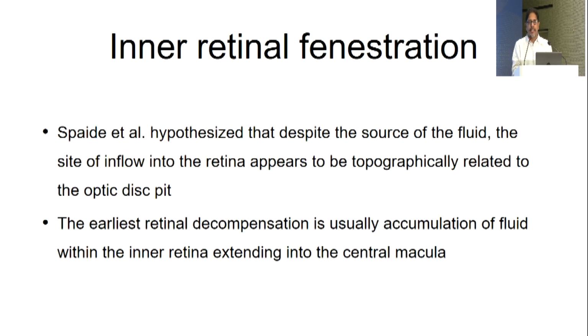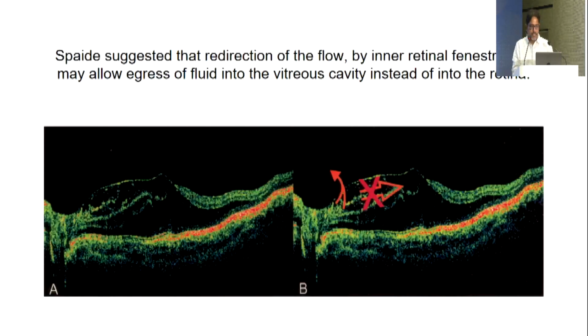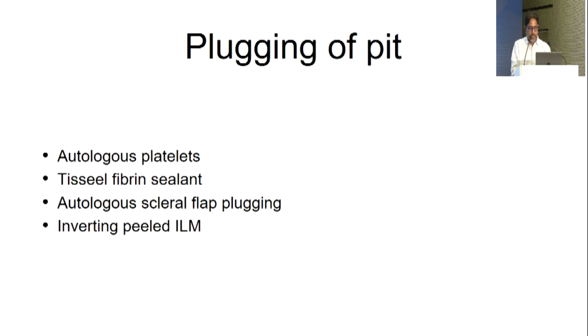Then Spaide et al. described inner retinal fenestrations. He proposed that by creating a partial thickness injury to the peripapillary area with a sharp needle, the fluid which enters through the optic pit exits back into the vitreous cavity. His theory was that you can redirect the fluid back into the vitreous cavity by creating inner retinal fenestrations. He showed some cases which succeeded with this technique, but we tried and we could not have the same success. So right now, what is most popular is plugging of the pit with various tissues.